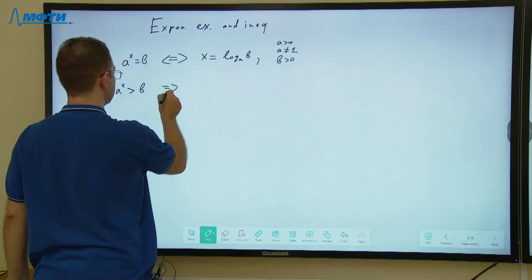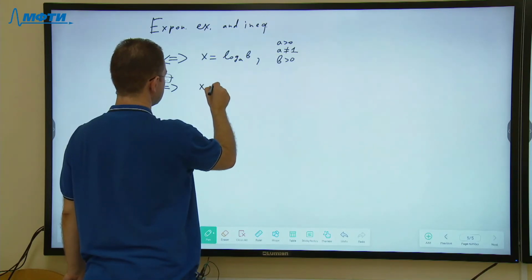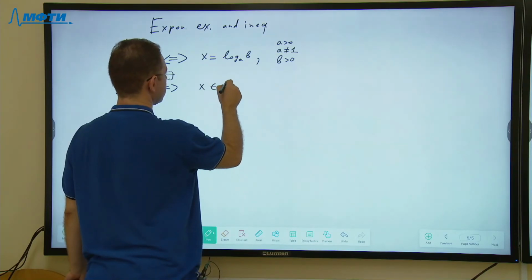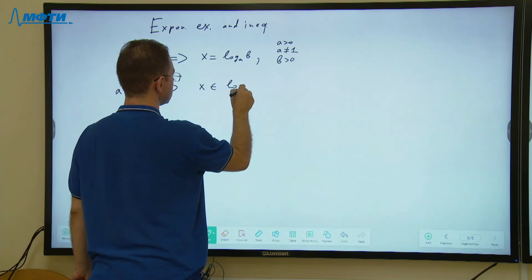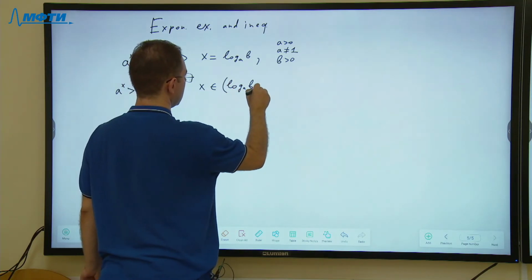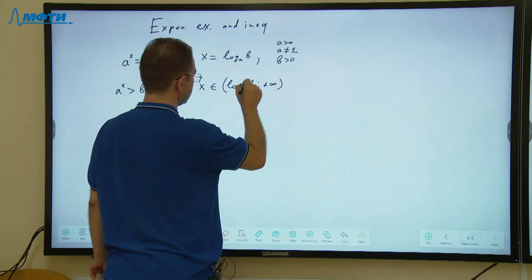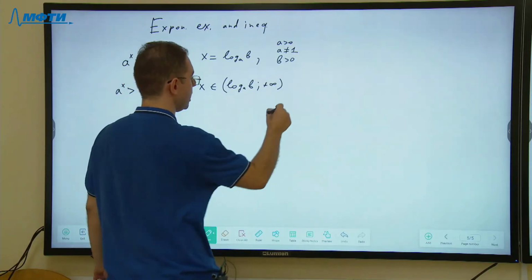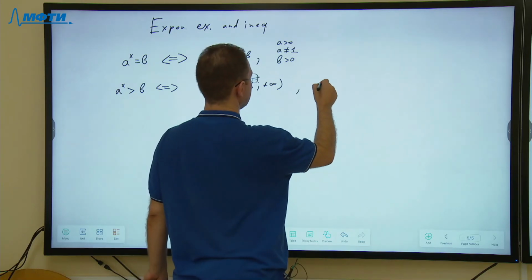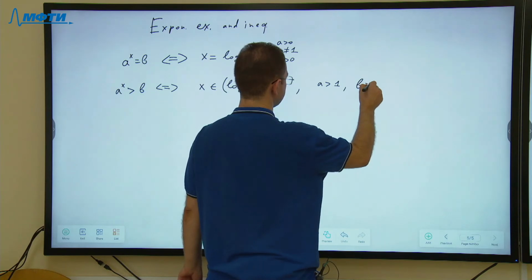Then x is from this point to plus infinity, well, basically greater than this logarithm, provided that a is greater than 1 and b is positive.